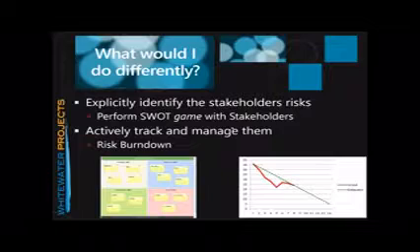And then I would actively track and manage them in a risk burn down. A risk burn down takes those risks that you identify, the weaknesses and threats that you identify, and the things that you believe are going to occur, and through looking at the probability and impact of those things, places them on a burn down similar to a sprint burn down, and then you are able to actively manage that.